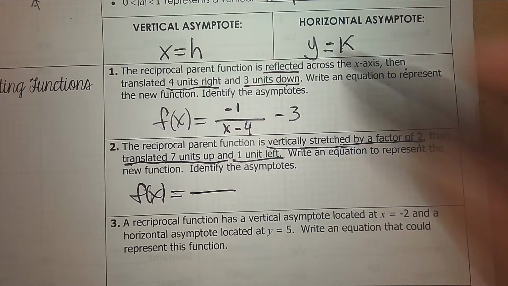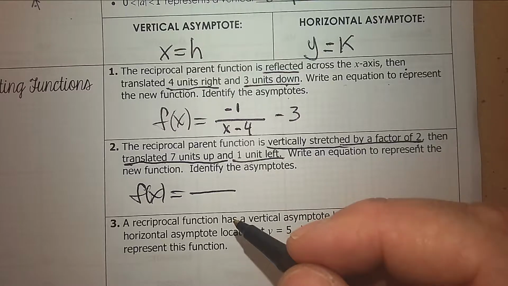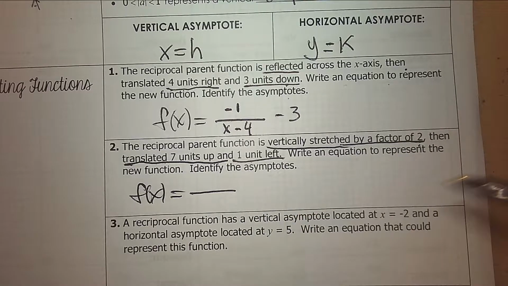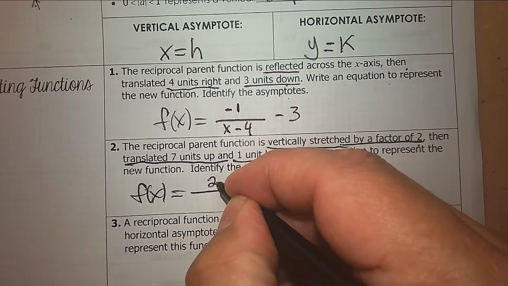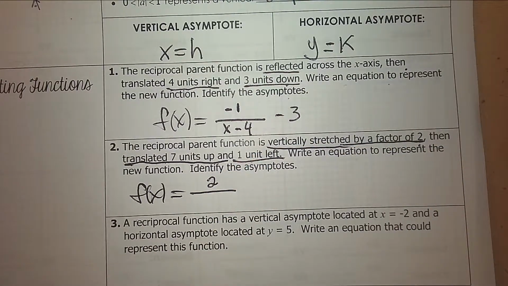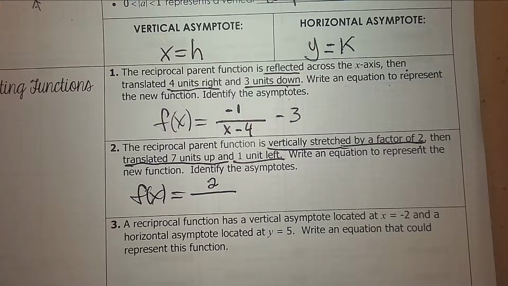Oh, I didn't do the asymptotes. I'll go back and tell you the asymptotes. But let's do this one first. If it's been stretched vertically by a factor of 2, what's in the numerator? 2. If it's going 7 units up, is the 7 in the denominator or outside?